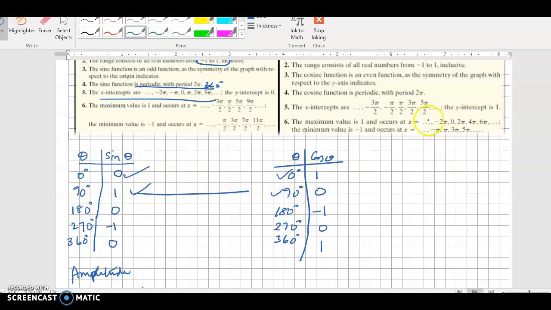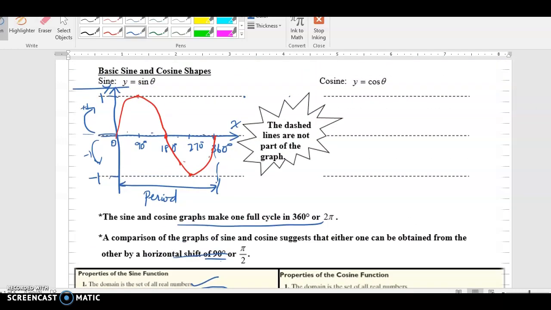So there is a shift of 90 degrees between cosine and sine. And that will show up in the graph this way. So let's draw the graph just like how we did sine.